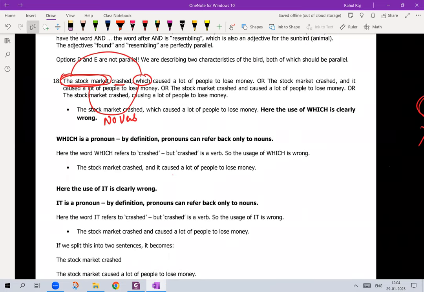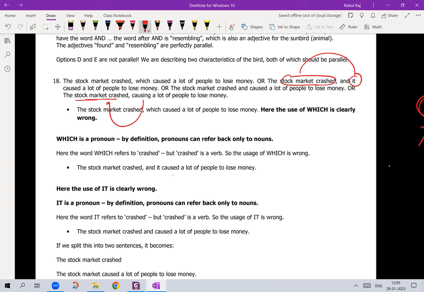So the sentence at the bottom says "stock market crashed, causing a lot of people to lose money." And "it caused a lot of people" is also wrong. Yeah, because this gives you the meaning that it is going back to the stock market. There's no rule for it. 100% it is going back to the stock market, but the meaning comes out wrong, that the stock market caused a lot of people to lose money. That will be wrong. Yeah, I understand. It is not the stock market that caused people to lose money. It was a crash in the stock market that caused a lot of people to lose money. Okay, I hope it's very clear.